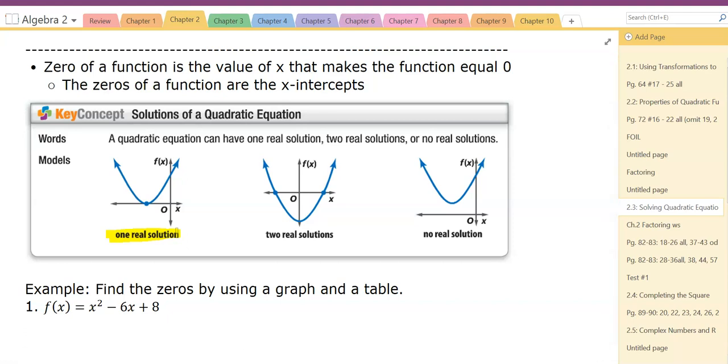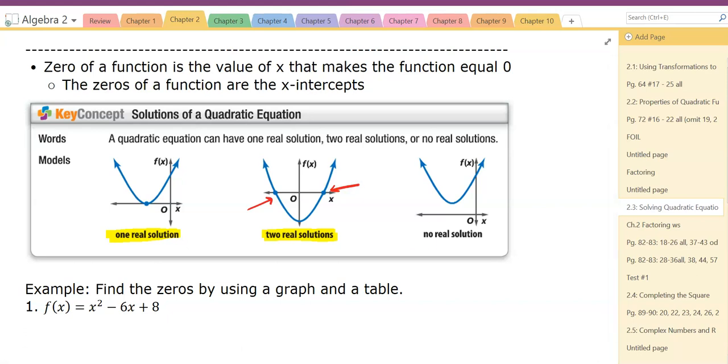And that one point would be the vertex, because if you notice, that point is like the middle of the graph. So that's going to be the one vertex point. If it's sitting on the x-axis like that, there's only one solution to that equation. The second scenario is the one in the middle, where it crosses 2 times. There's the first one, and there's the second one. So that has 2 solutions.